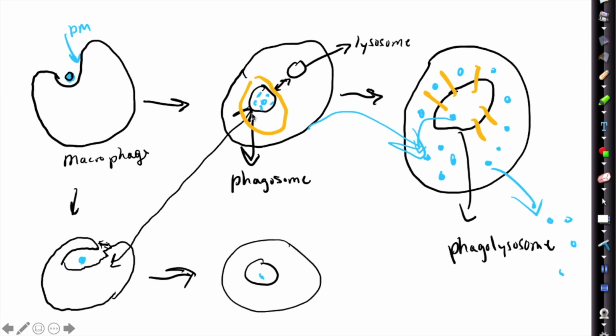And here I show that if you're going to bring in that pathogen, the plasma membrane is going to pinch off and create that phagosome.